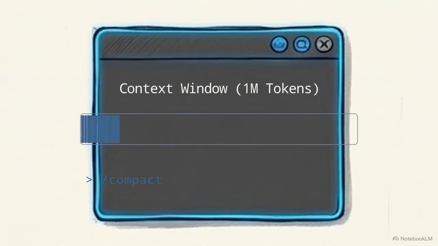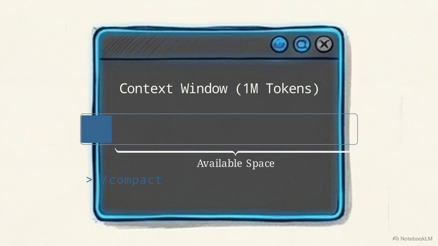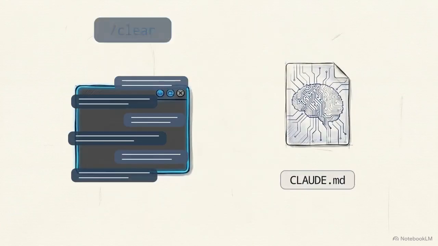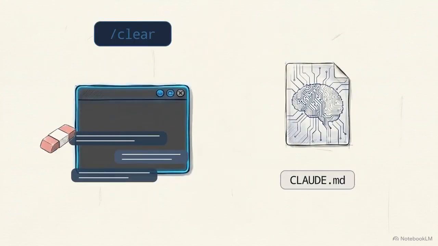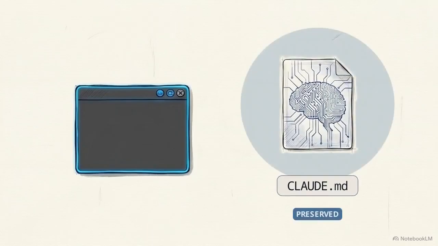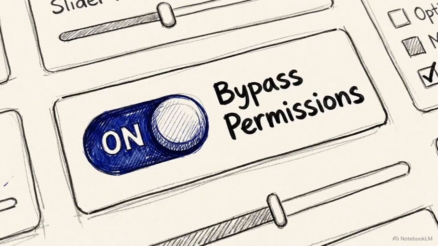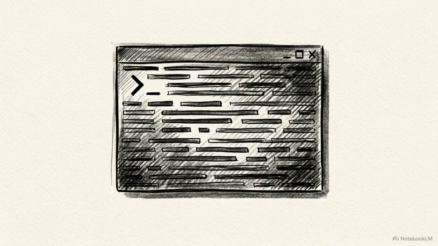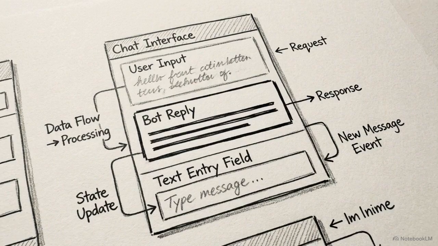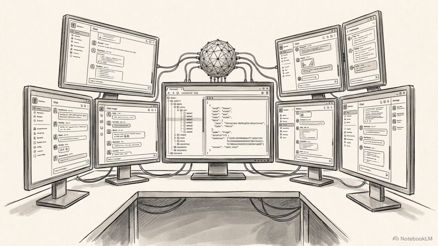Use this /compact command to summarize past context, clearing space for new instructions while retaining a core base. If you need a total reset, use /clear to erase the session history without losing the rules in your claude.md file. You can also toggle bypass permissions in the settings to let Claude execute commands without asking for your manual approval every time. Active context management keeps the agent accurate and prevents the hallucinations that occur when an AI loses track of a long conversation.